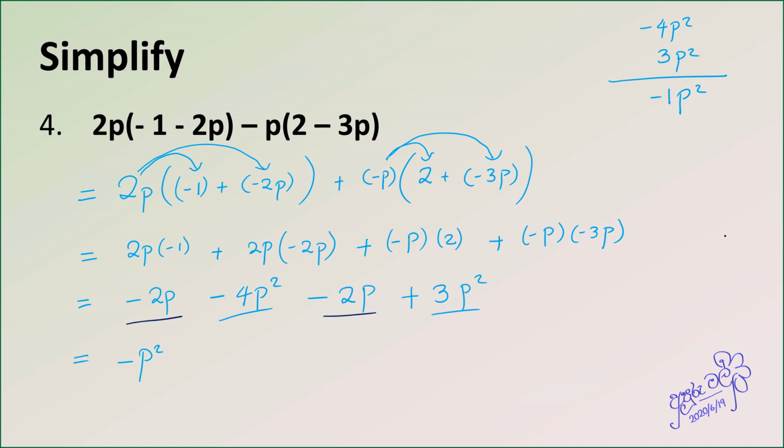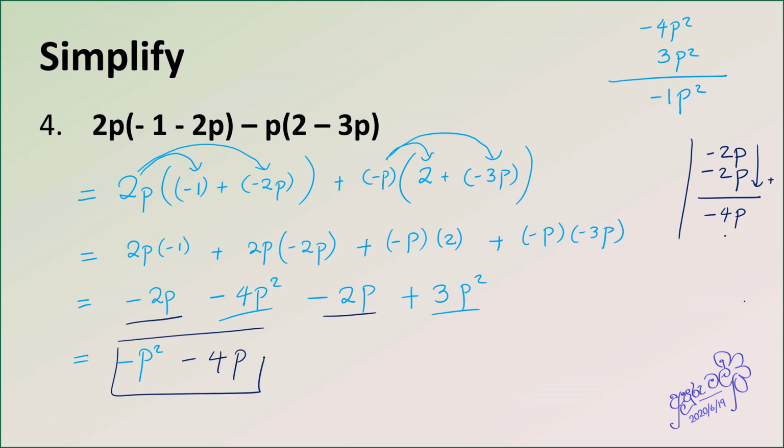Now I can use the minus 2p, and then this minus 2p again are like terms, so we should simplify those as well. Let's write them with their sign, minus 2p. Since they have the same sign, I should add the numbers. So 4, so it's minus 4p. Instead of these 2, we write minus 4p. And that is our final answer.